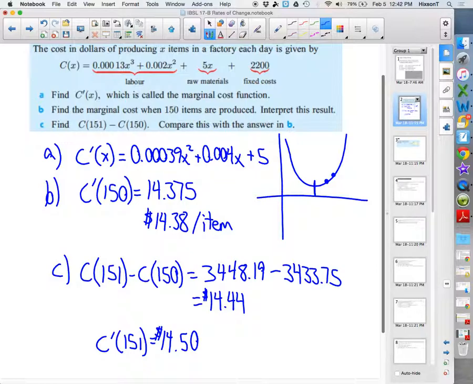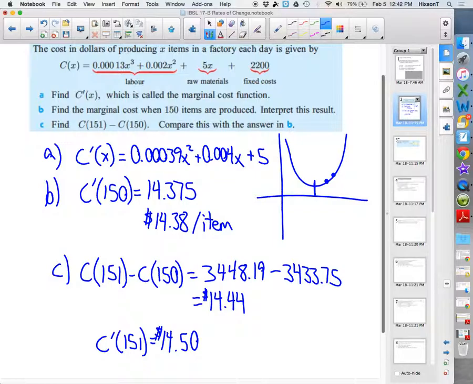So, any questions about this one? An interesting study there.